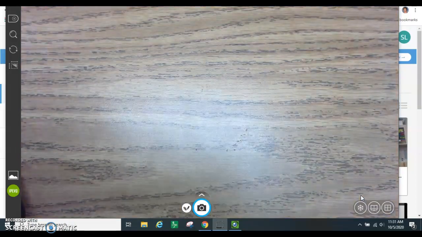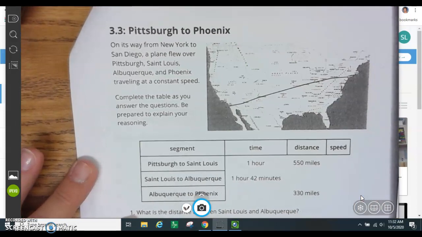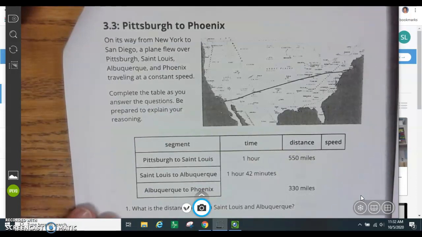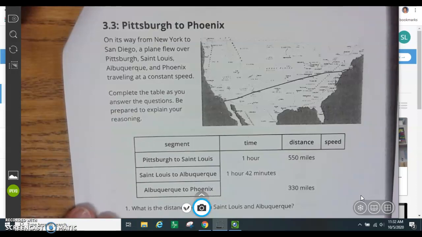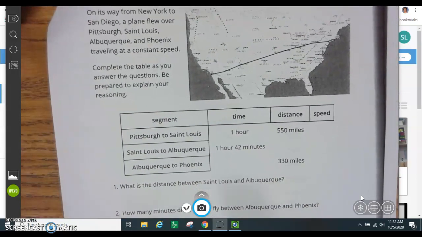All right, and the last activity in your workbook is to go from Pittsburgh to Phoenix. On its way from New York to San Diego, a plane flew over Pittsburgh, St. Louis, Albuquerque, and Phoenix, traveling at a constant speed. Complete the table as you answer the questions. Be prepared to explain your reasoning.